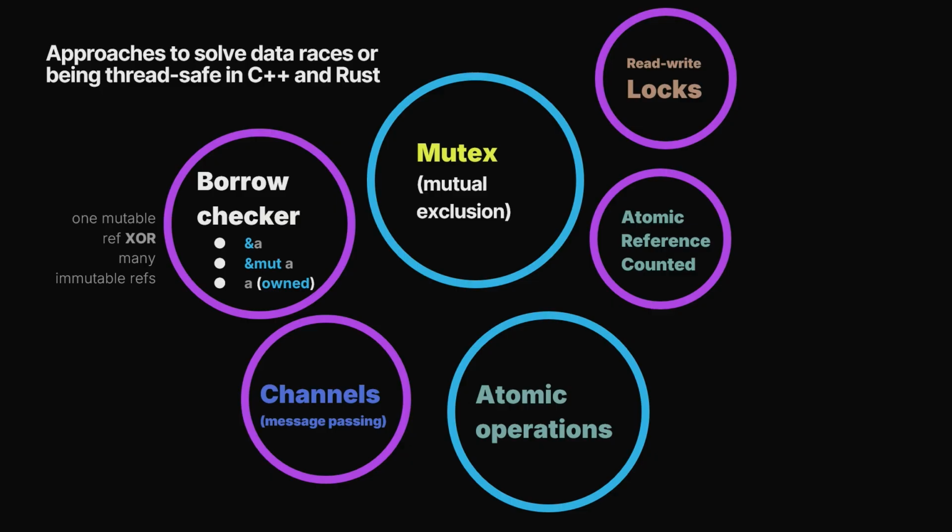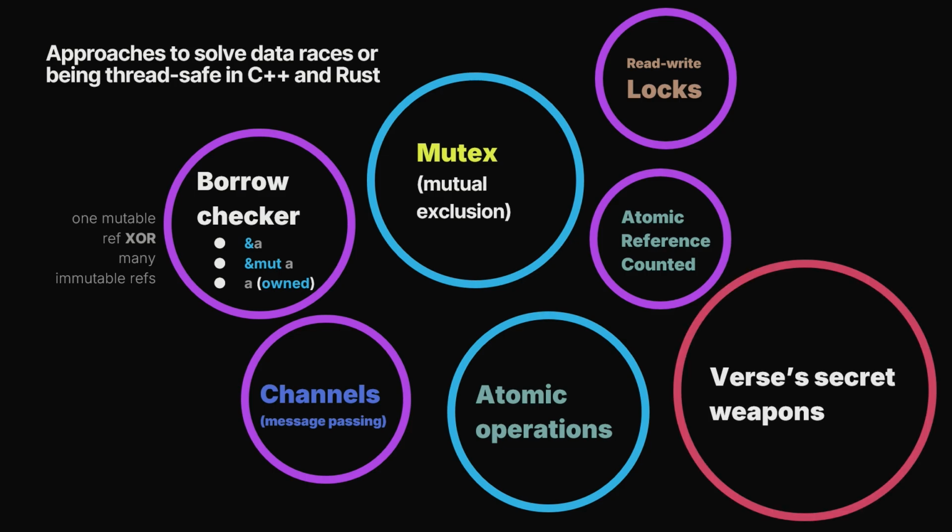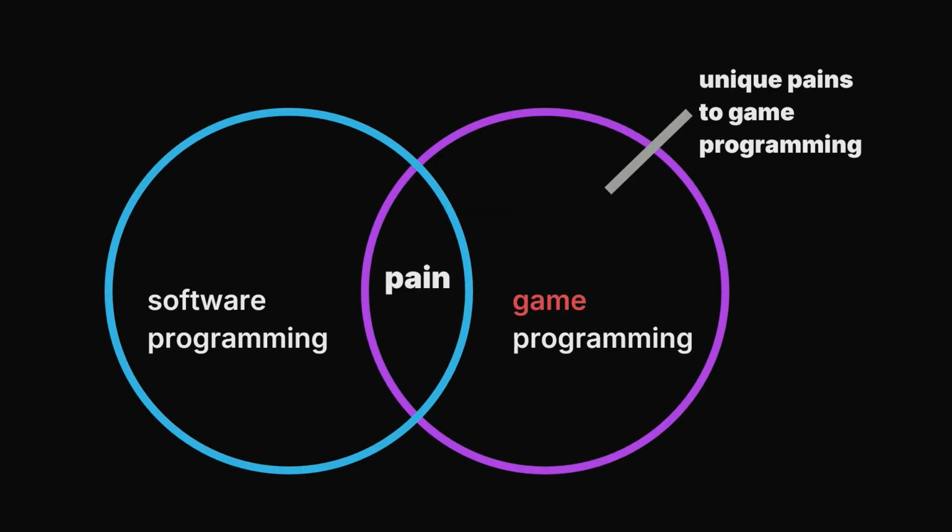I'll save some of you from the jargon such as mutex or mutual exclusion, channel or message passing, ARC or atomic reference counted, or read-write locks, etc. But these are an overview of the approaches taken by two famous languages, Rust and C++. Verse naturally isolates areas with mutability and side effects, making code easier to understand and debug. Combined with its immutable by default, transactional nature, and unique concurrency approach, Verse makes your code much safer and simpler to trace. Solutions for concurrent mutability exist in modern software languages, but games have unique challenges.